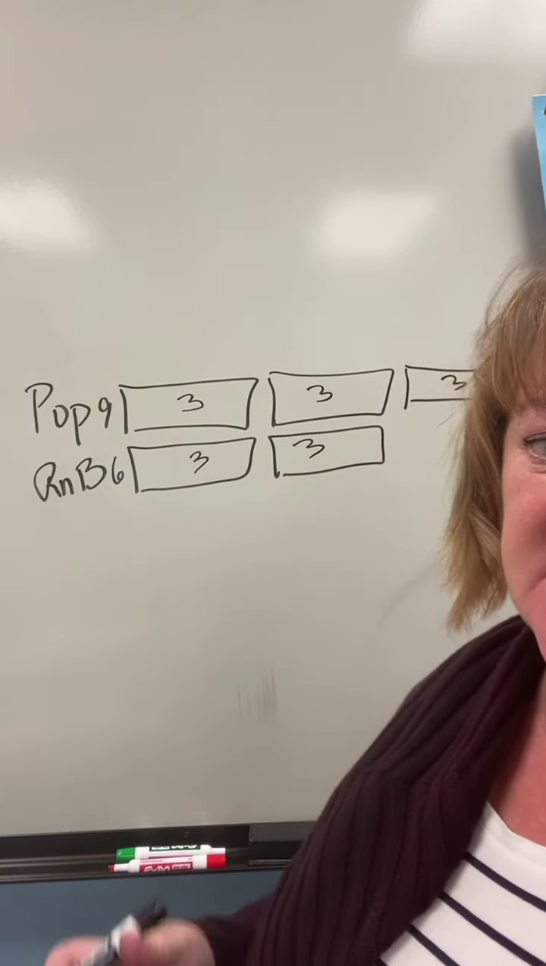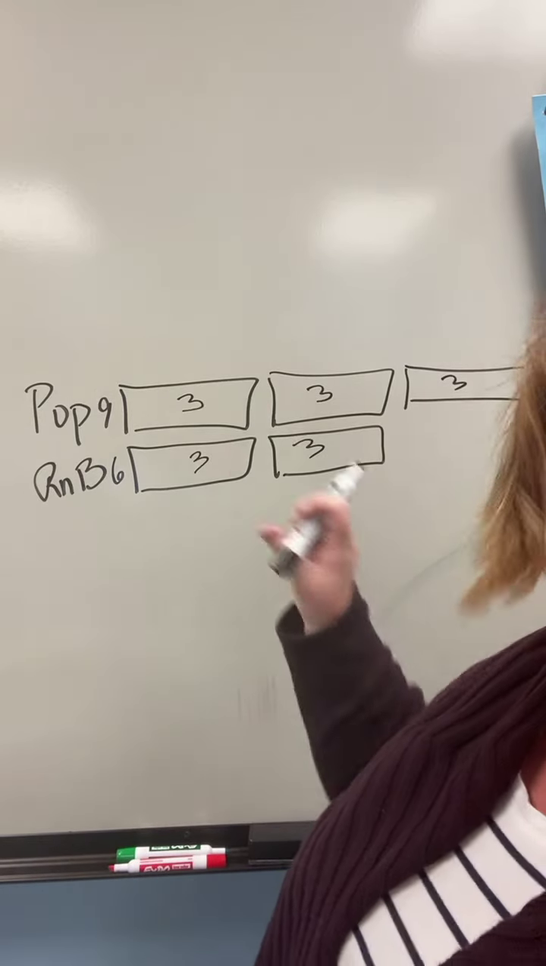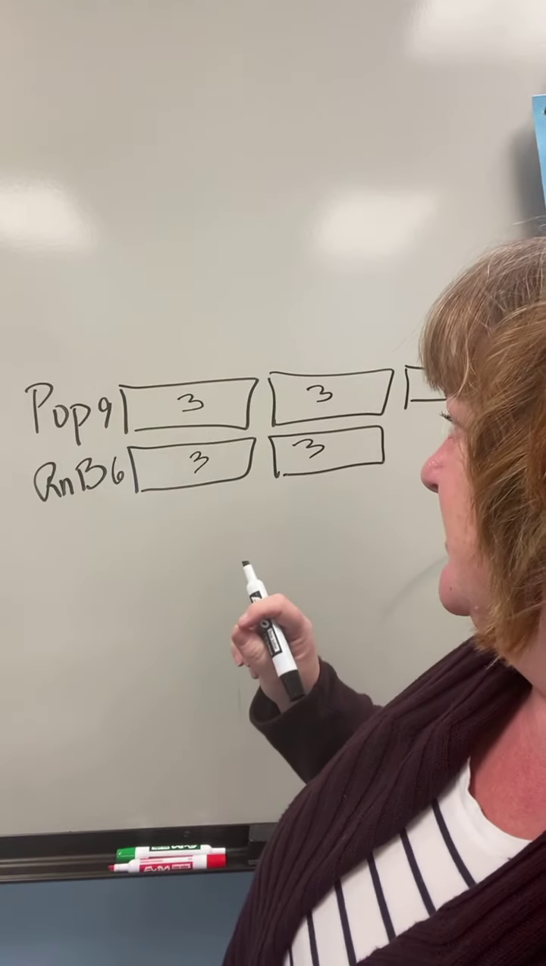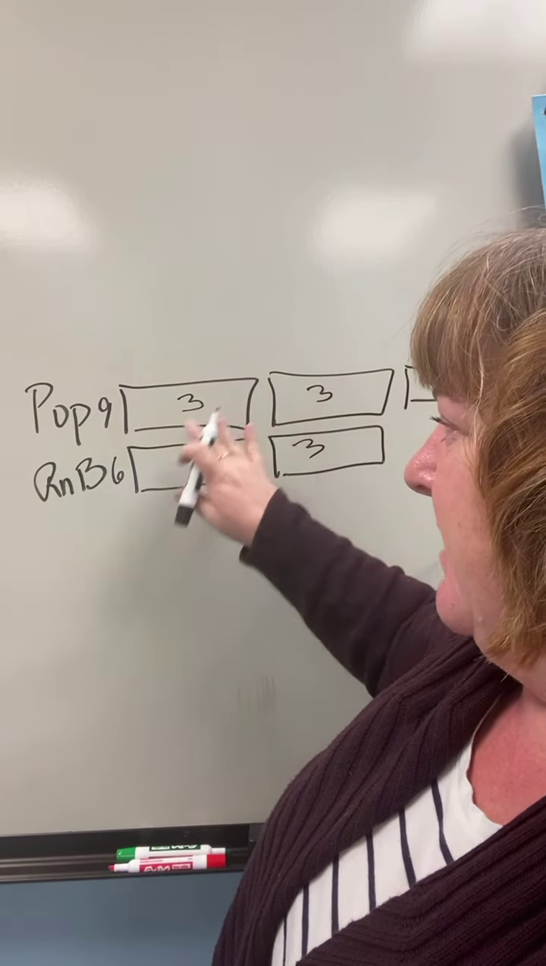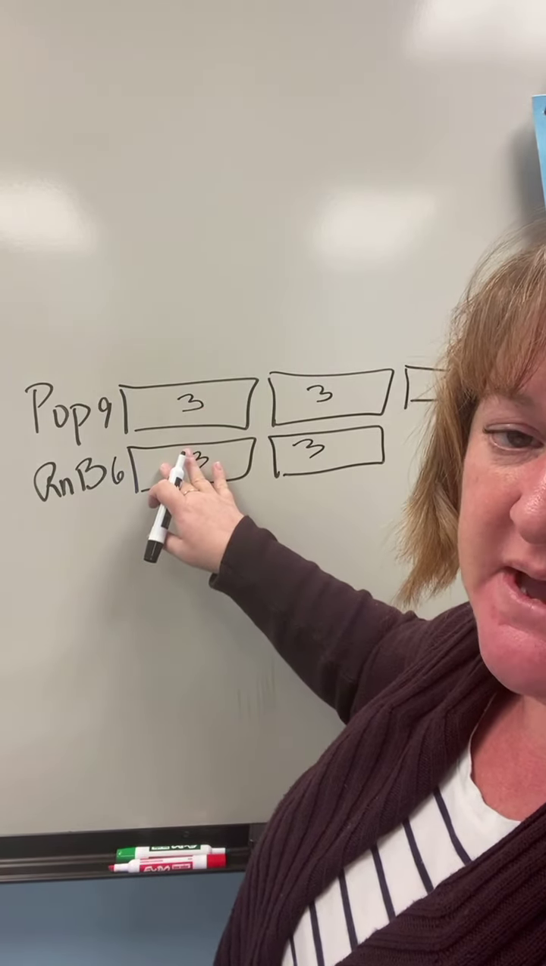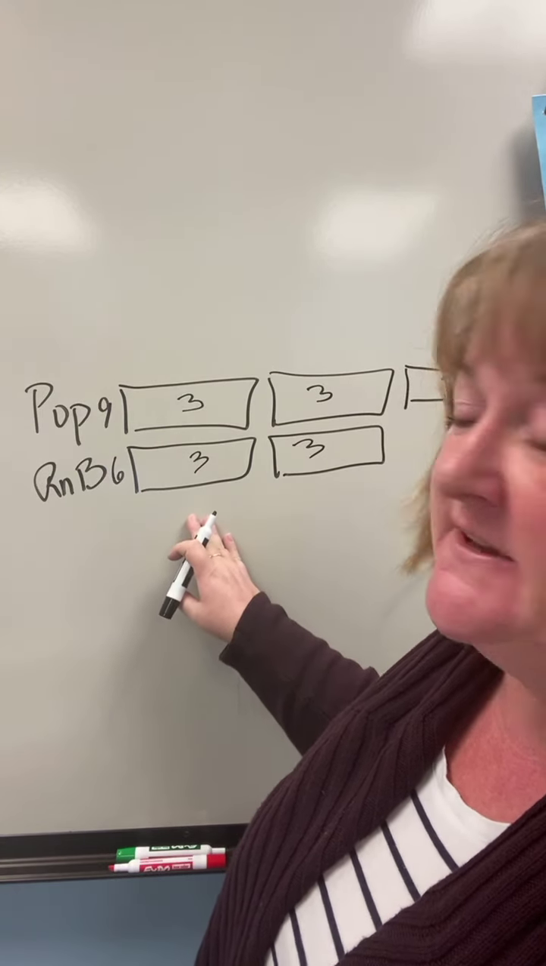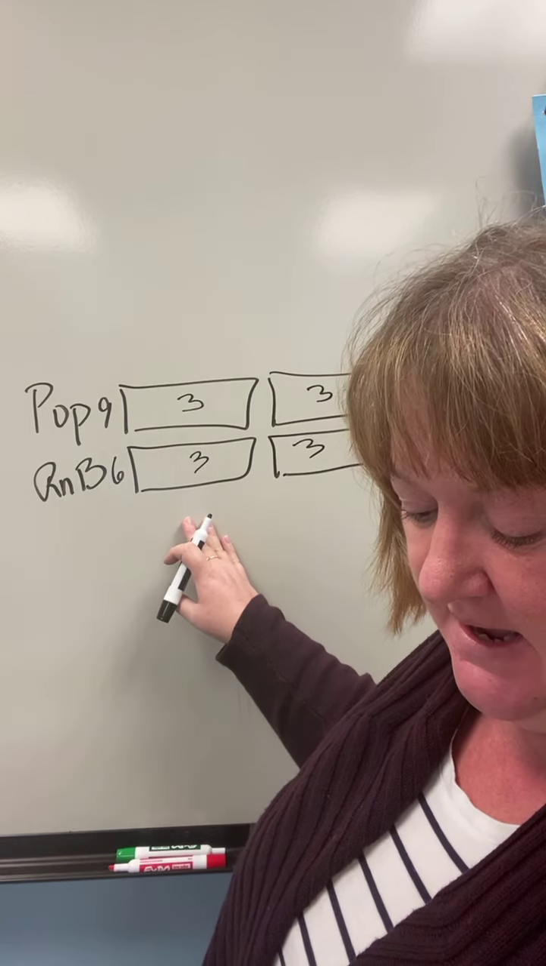So it's just another way to represent. I could still pull all the same information. I could do the total. I could do the ratio of pop to R&B. And so the interesting thing with this is the bar graph is done in the simplest form, okay?